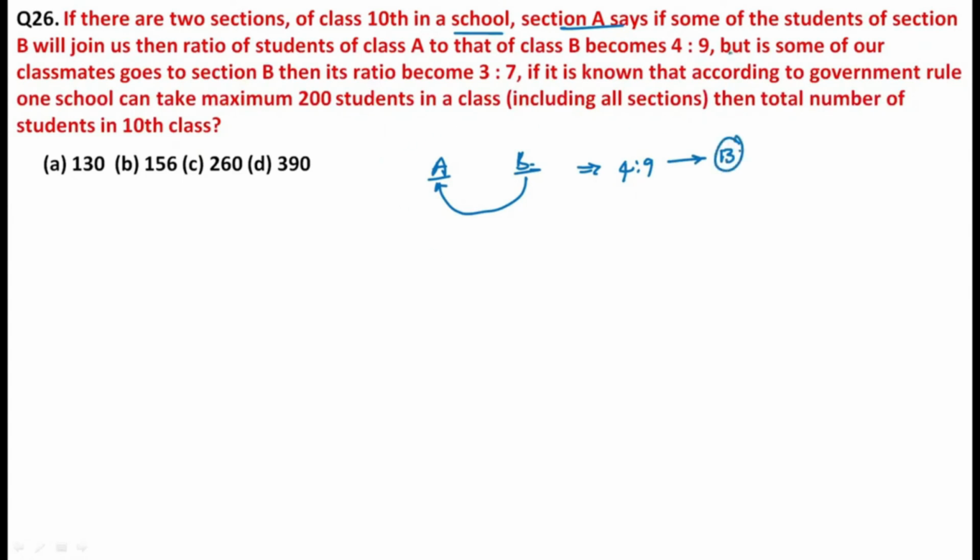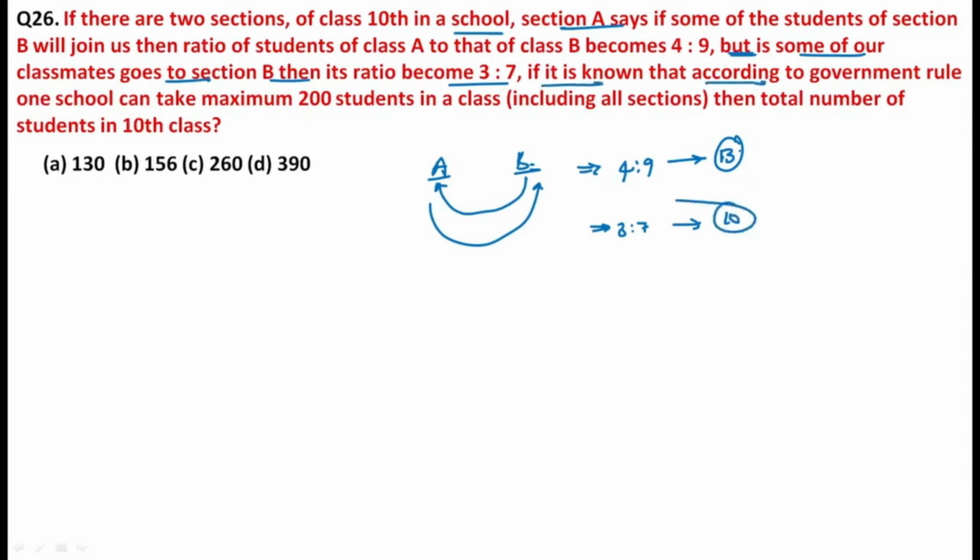And in the same way, some of our classmates go to section B, and the ratio of A to B becomes 3 is to 7. We don't know how many members moved, but if you interchange A to B or B to A, the sum of the values is now 10.